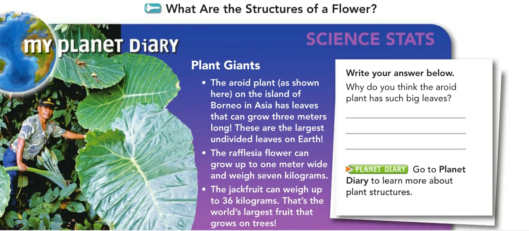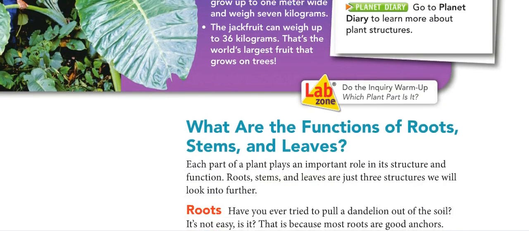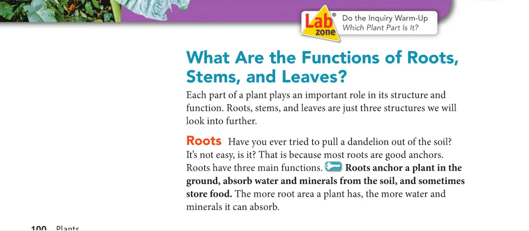We're going to skip over the My Planet Diary for now and come down to the bottom. What are the functions of roots, stems, and leaves? Each part of a plant plays an important role in its structure and function. Roots, stems, and leaves are just three structures we will look into further.